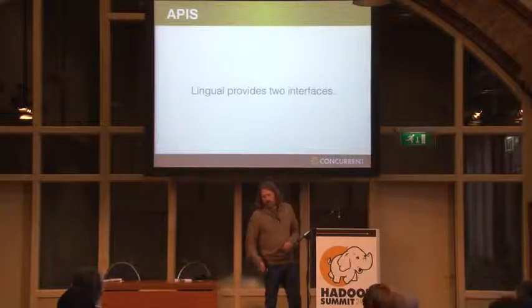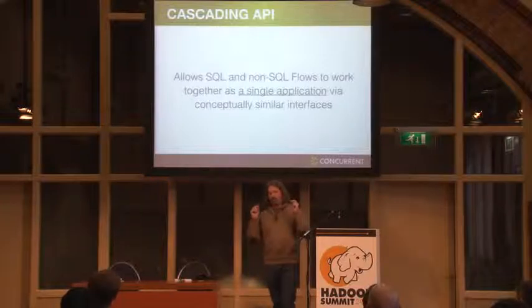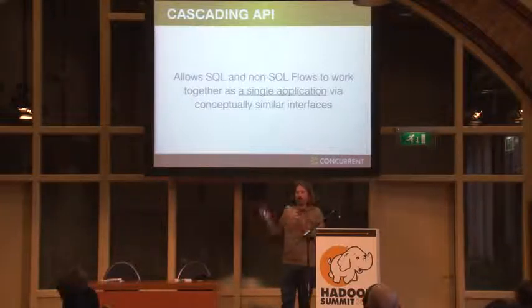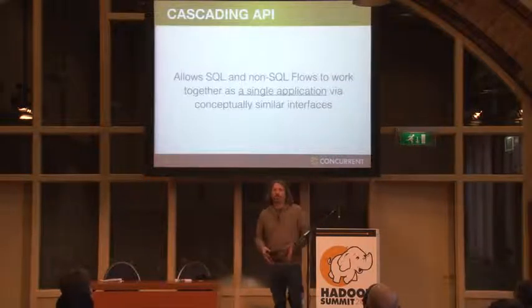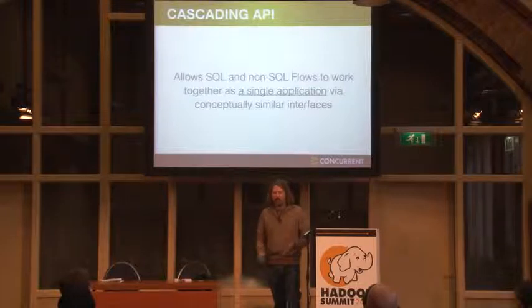So Lingual provides 2 interfaces like I talked about, right? So the first one is the Cascading API. The intent here is to allow you not just to port a SQL statement over, or a set of SQL statements over, but to build applications that are a mix. Worse is better. Everything's heterogeneous. You have lots of little bits. You have some cascading stuff that you have from a library, a couple of SQL statements that are just easier to express in SQL. You want to glue it all together as a single thing.